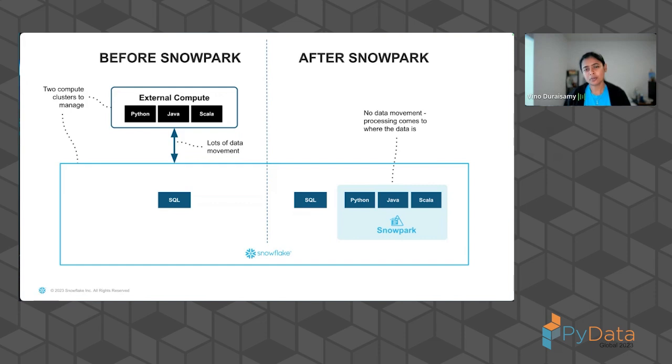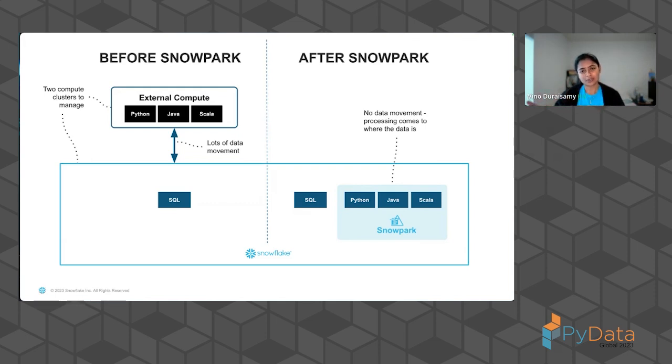So what can you do about it? What if you can bring the ML or the data science component or the Python component into Snowflake? So now you can keep the data where it is, but all the different teams can bring their code and compute to where the data is. So that's what happened after Snowpark.